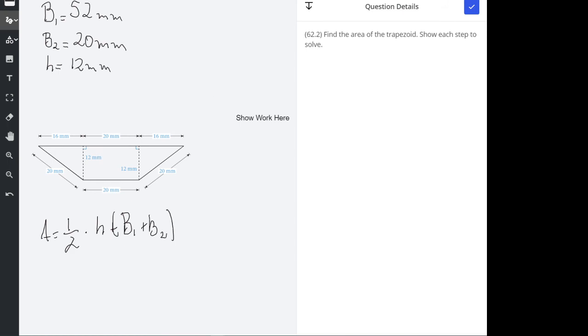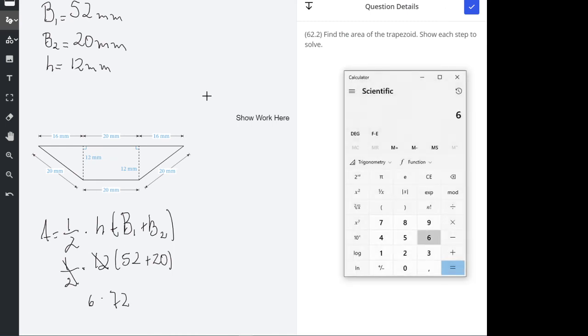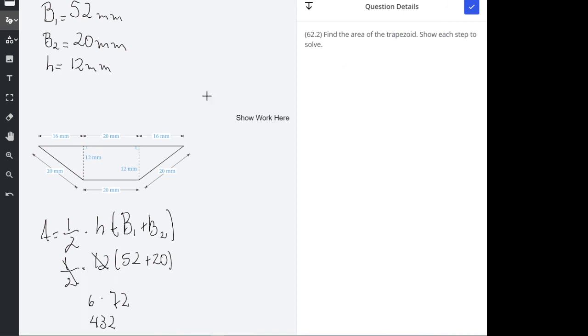Let's use the numbers right now. A half times 12 times base 1, 52, base 2, 20. A half of 12. Oops, it's not 16, here is 12. A half of 12 is 6. Okay, guys? 6 times what? 52 plus 20, 72. Let's return to the calculator, guys. 6 times 72, 432. 432 what? Millimeters squared. Great.